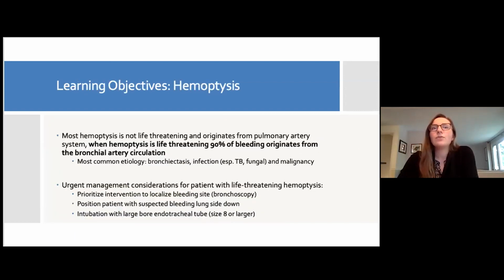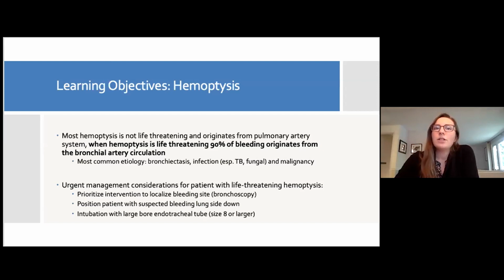So our learning objectives for hemoptysis. Remember that most hemoptysis is not life-threatening and originates from the pulmonary artery system, which is low pressure. When hemoptysis is life-threatening, 90% of that bleeding originates from the bronchial artery circulation. And the most common etiologies are bronchiectasis, infection, and malignancy.